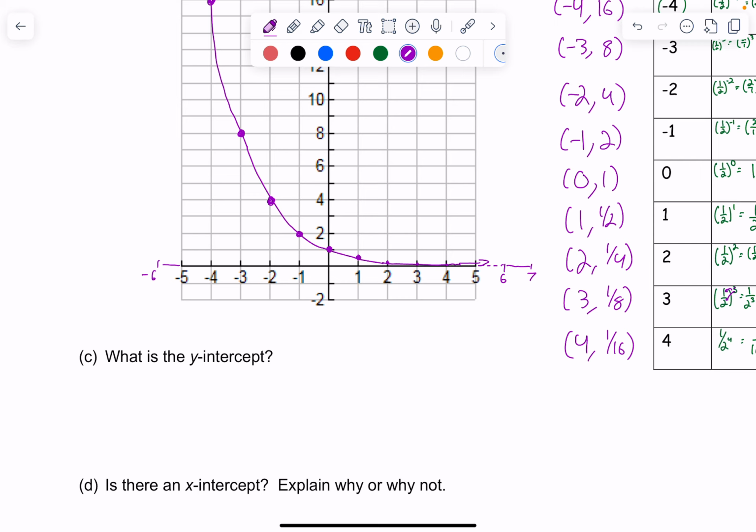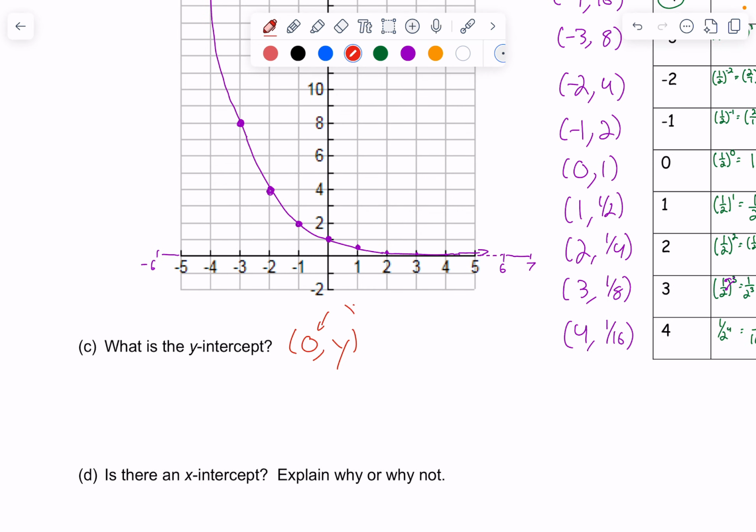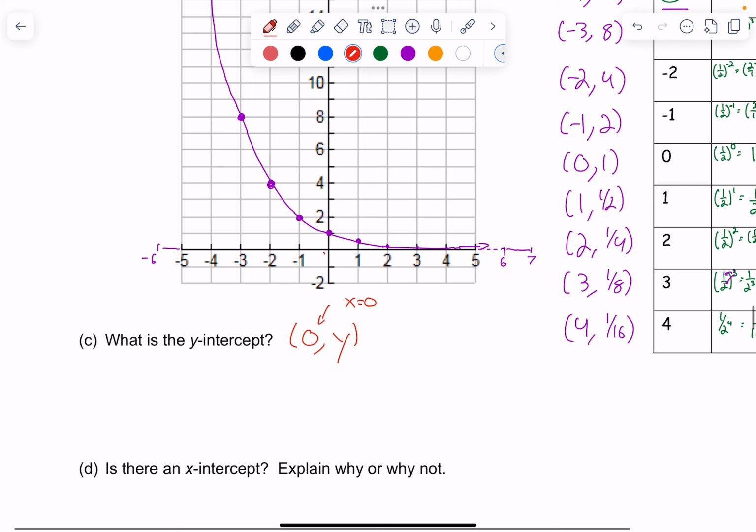What is the y-intercept? Once again, you're looking for the y value when you're at 0 on the x, right? That's what the y-intercept is. Your x is always equal to 0. So where is x 0? Right here. So that's your y-intercept. That coordinate is at 0, 1.